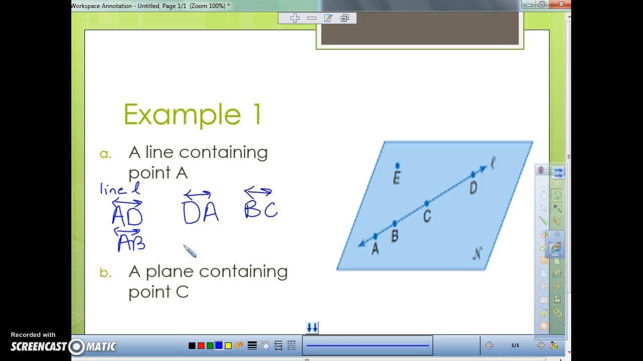All right, yes, you got another one? I just had a question. Sure. So you could say anything with the E, could you? Yeah, because it's not on the line. Exactly. All right, let's look at letter B, a plane containing point C. How could we name this plane here? Okay, E, B, C. Plane EBC. So she picked 3 points that would make a triangle. They're non-collinear. Yes, ma'am. Plane N.